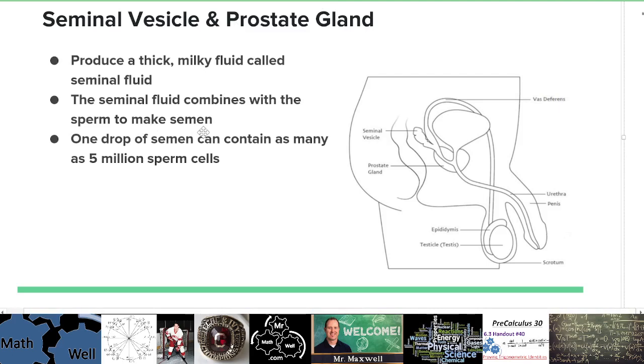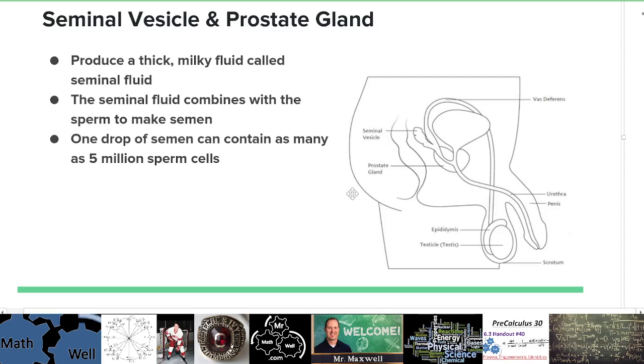All right, so a thick, milky fluid that is ejected from the male sex organ contains the sperm. It is not equal to the sperm. There are actually two parts there. The seminal fluid may or may not contain sperm. The sperm has to mix with the seminal fluid to be that kind of milky fluid. One drop of semen can contain as many as 5 million sperm cells.